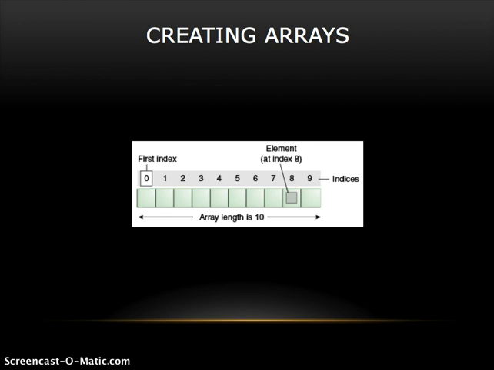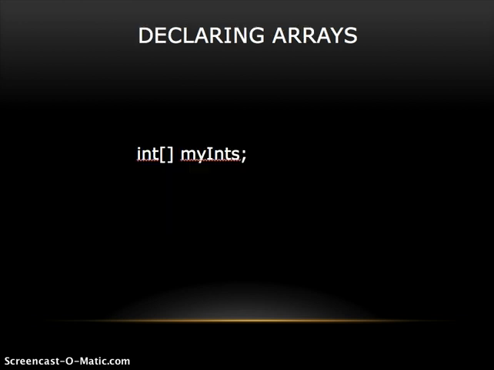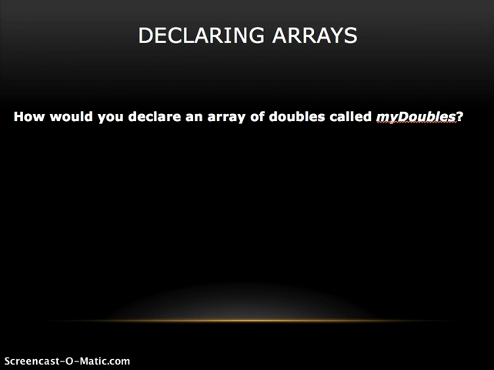Arrays are a data structure that allow a programmer to reference multiple data items through the same variable name using an index to specify which one. Arrays in Java are declared using square brackets after the variable name. To declare an array of ints called myInts, you would write int square brackets myInts. How would you declare an array of doubles called myDoubles?